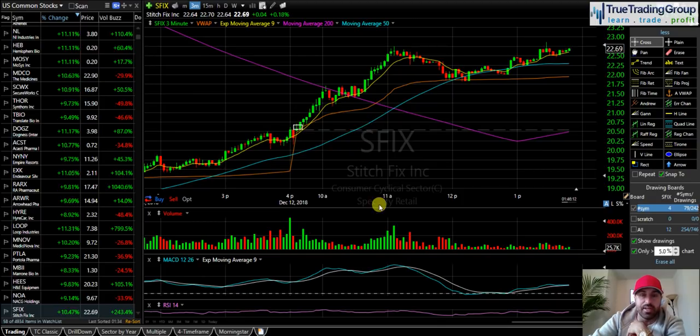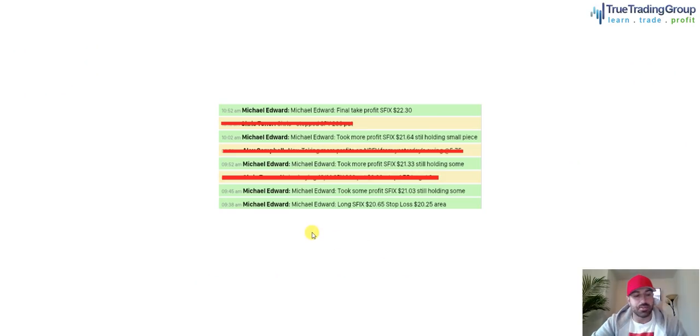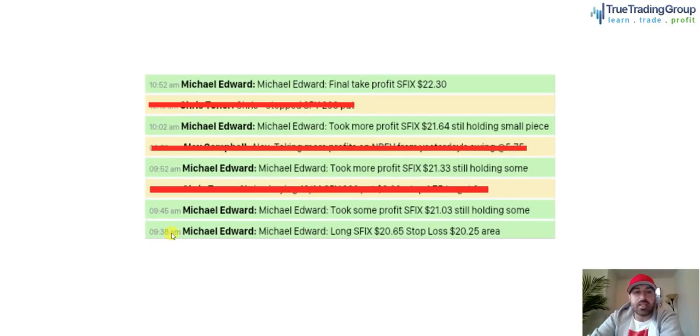I got long SFIX right in here. I'll take it to my trade announcements. Let's zoom this in so you can see more clearly. 938 long SFIX at 20.65, risking about 40 cents on the trade. And then you can see, guys, my take profits started to just kind of scale out of this position. I usually scale out in 3 tiers: 25% of my position, 50% of my position, 25% of my position. That's usually how I scale out of my winning trades.